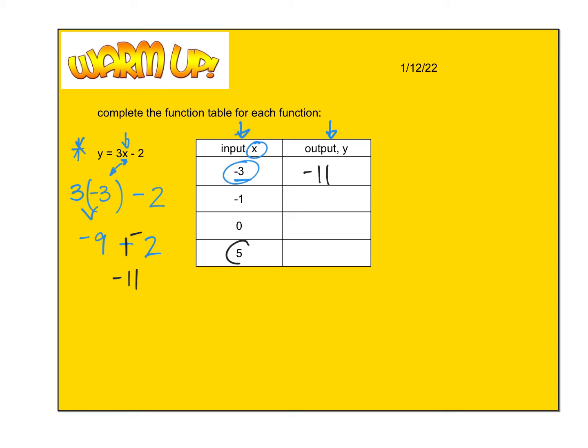Okay, if I plugged in one more, let's just plug in 5. So again, I would start with 3, put parentheses for my x, -2. Instead of an x, I'll plug in a 5. So 3 times 5 is 15. -2 gives me 13. All right, so yesterday that was kind of our learning goal. Hopefully you felt pretty good on that.